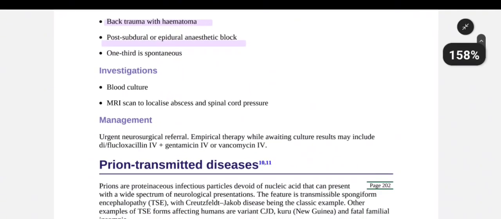So the investigations would be blood culture to sort out the organism, that is usually Staphylococcus aureus, and the MRI scan to localize the abscess and spinal cord pressure. Management, first of all, we will give urgent neurological referral, right? And surgical drainage may be required to remove the pus and relieve the spinal cord compression, and antibiotics targeting the specific causative microorganism, right? These would be the antibiotics.